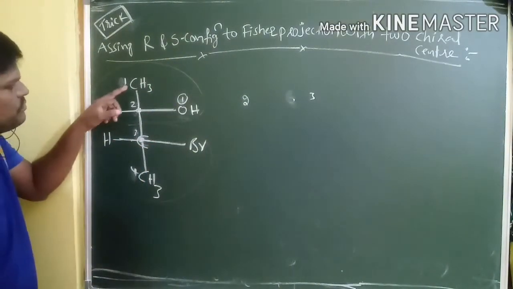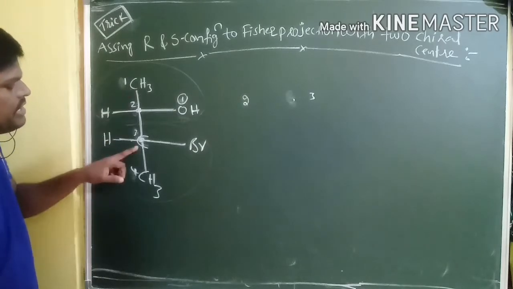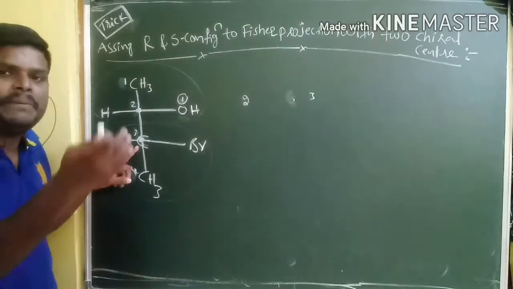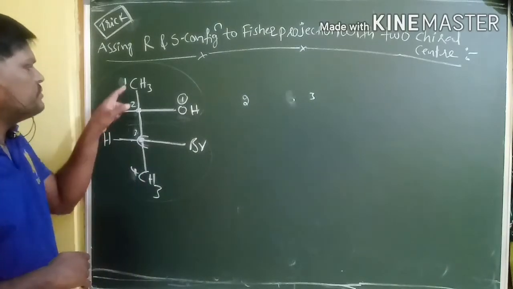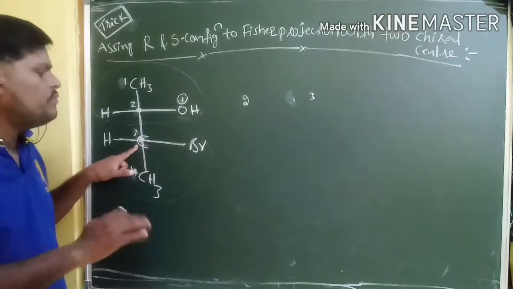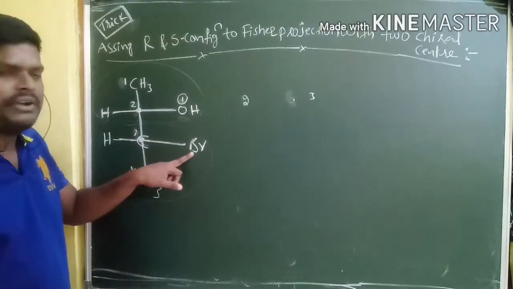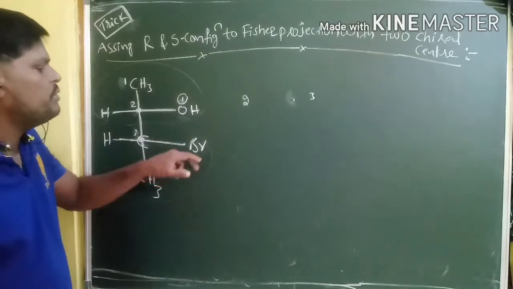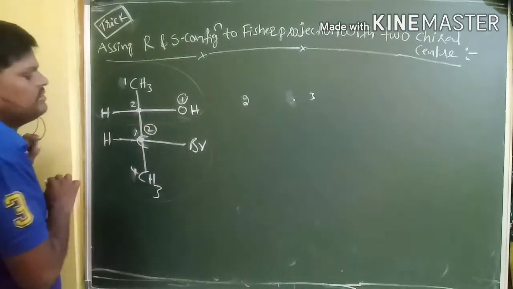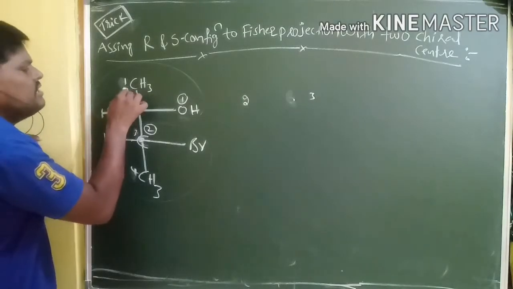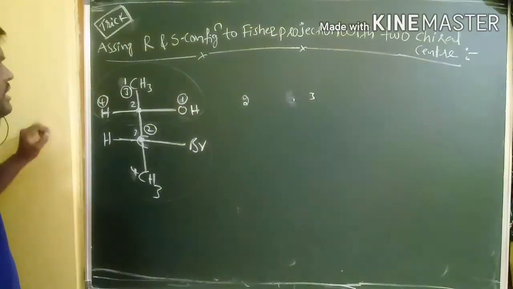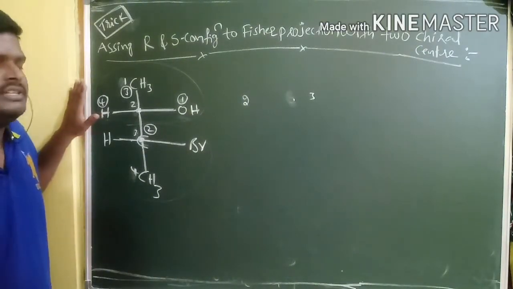Coming to these two, here the center atom is carbon, and here the center atom is also carbon. According to the CIP rules, if two atoms are the same in the given molecule, go for the next one. Here the next one is bromine, and here hydrogen. Bromine has higher priority than hydrogen. That's why this is the second priority, this is the third priority, and this is the least priority. I told you already, the least priority is always kept constant.